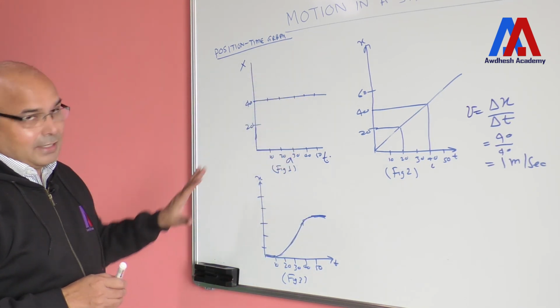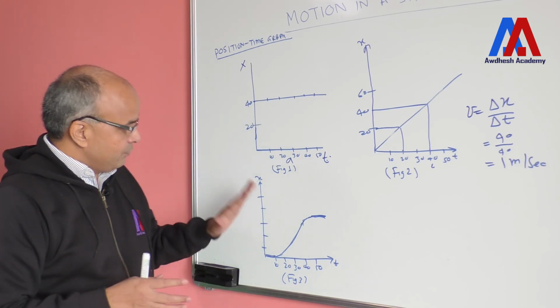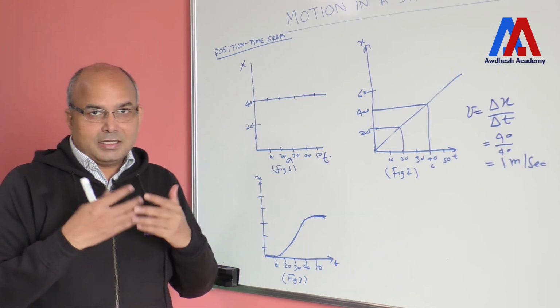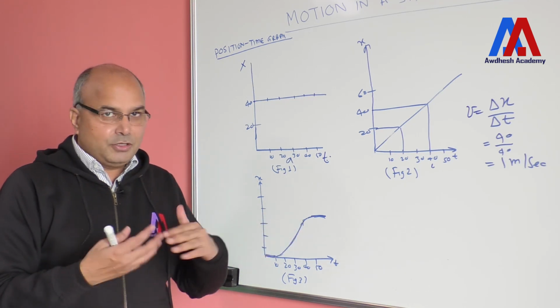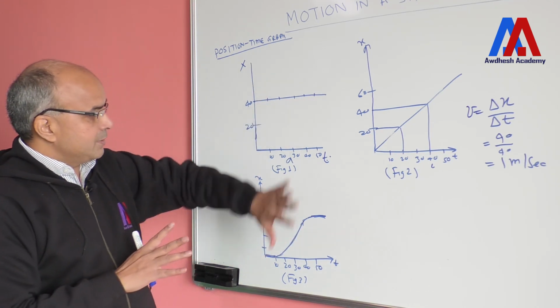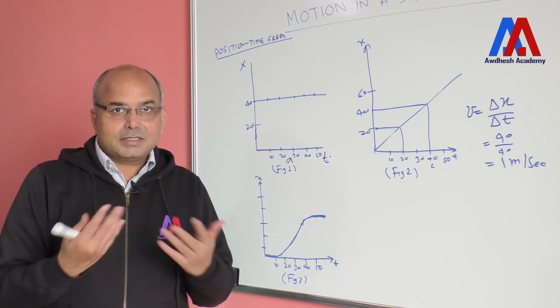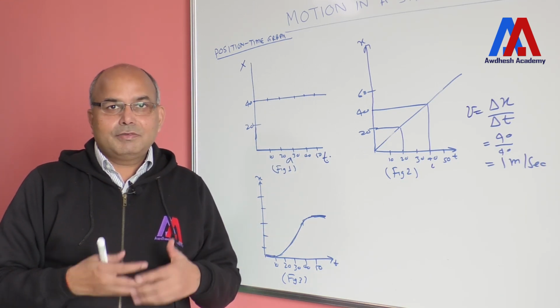So through these three diagrams, I have tried to show you how we can represent whether the particle is moving, whether it is moving at the same speed, or whether it is moving at a different speed or velocity. So these are the three representations, and we shall discuss this further when we discuss velocity and speed.